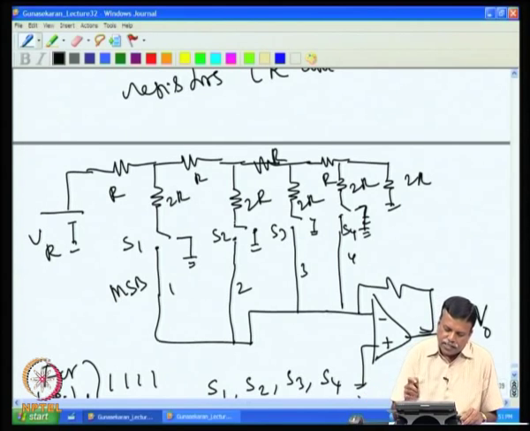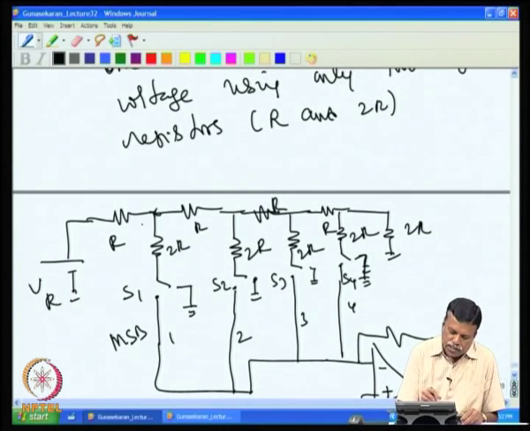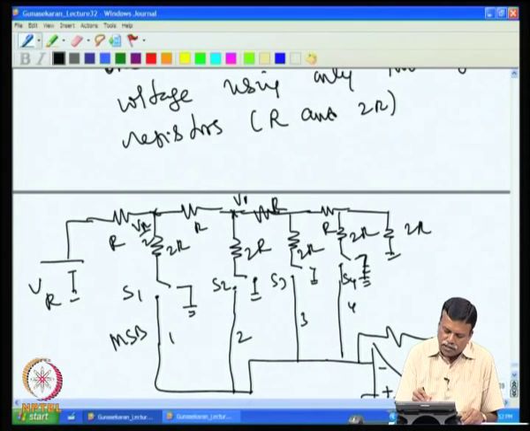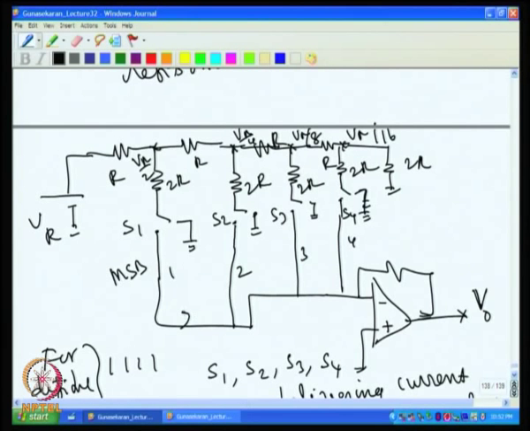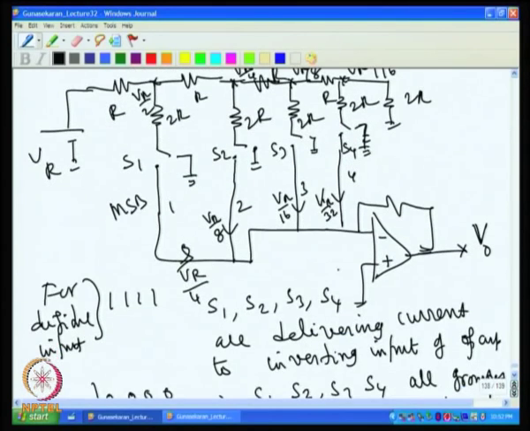If you look at the current through each one, the voltage, this will be VR by 2 and this will be VR by 4 and this is VR by 8 and this is VR by 16 in the case of power. So, when it is on, the current through this will be VR by 4, then current from here comes VR by 8, because we have VR by 2 here and VR by 4 here, VR by 8, and then this will be VR by 16, this will be VR by 32. So, that way the current is binary weighted and then you will get output voltage corresponding to the digital value.